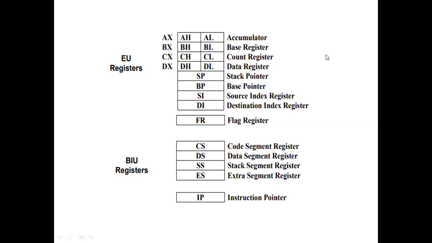And the last one is the stack segment. If we need to store any data temporarily, we use the stack segment register. It's used for addressing the stack segment of the memory in which the stack data is stored. Stack is used for temporarily storing data. Clear?